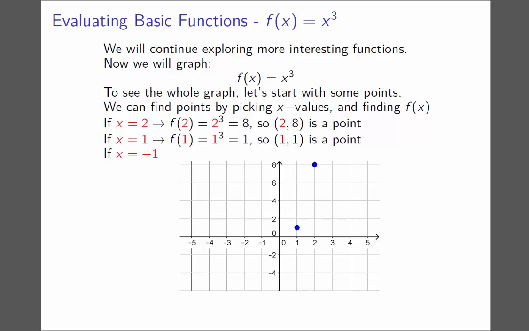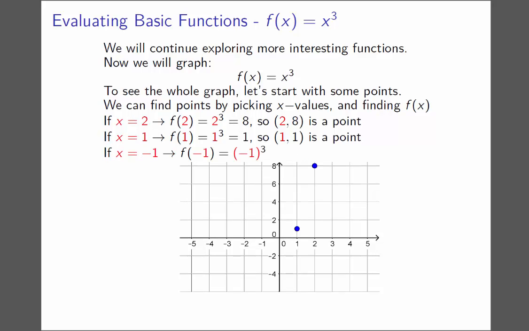How about if x is negative 1? Well, then f of negative 1 is negative 1 cubed. Negative 1 times negative 1 is positive, and if we multiply by negative 1 one more time, we get negative 1. So (-1, -1) is also a point that we can include on our graph.